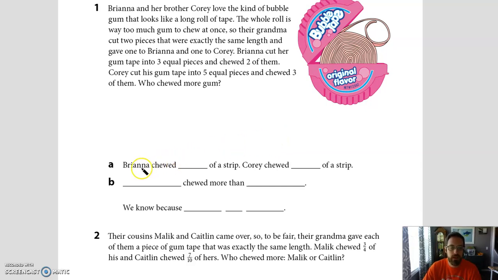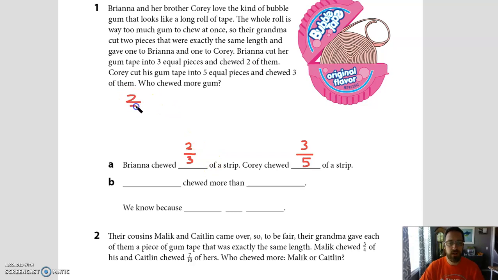Who chewed more? So Brianna cut it into 3 equal pieces, so that's going to be our denominator. However many pieces we cut our whole into, that's our denominator. And she ate 2 of the 3 pieces. Corey cut his into 5 equal pieces, so that's our denominator, and he chewed 3/5 of a strip. So then who chewed more? Well, now we're comparing fractions, okay?